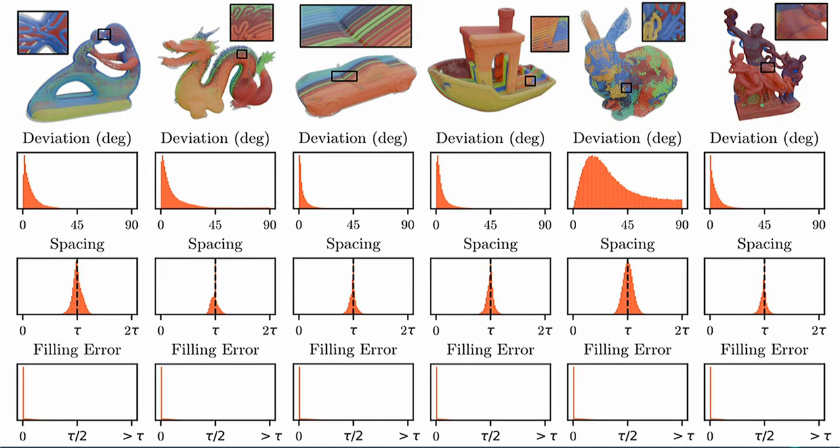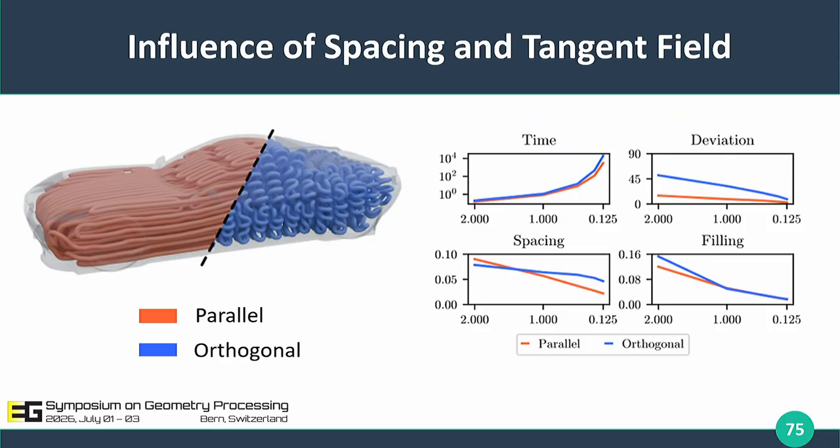Here we have additional examples, and what is particularly interesting is the bunny, where a random direction field has been used. This makes the problem highly challenging, and indeed there is a big deterioration in the deviation metric. We also studied how different spacing and tangent fields affect the curve, and to this end we used two different fields, one parallel to the object boundary in orange and one orthogonal to it in blue. And we computed aggregated normalized metrics for decreasing spacing values, and as shown, reducing the spacing provides more degrees of freedom to the optimizer, allowing it to achieve better results.